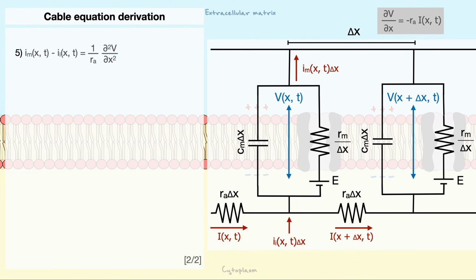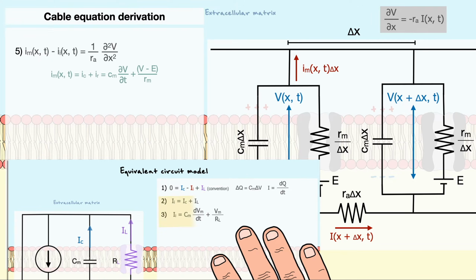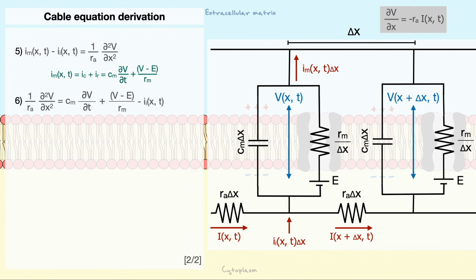Remember from our discussion on the equivalent circuit model that the current going through this parallel system of a capacitor and a resistor is simply equal to the capacitive and resistive current, which are expressions we have already found. Since the voltage is now a function of time and position, we need to use the partial derivative and not the simple derivative. Anyhow, we can replace the membrane current by this expression, which leaves us with this. The final step in our derivation is to multiply both sides by the resistance, which gives us this final equation.